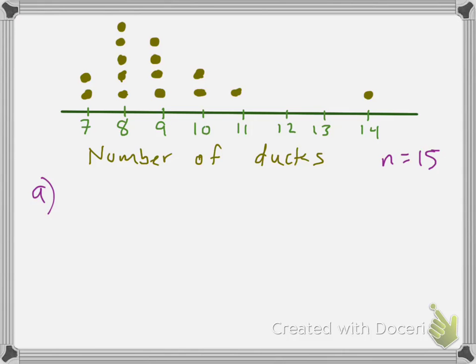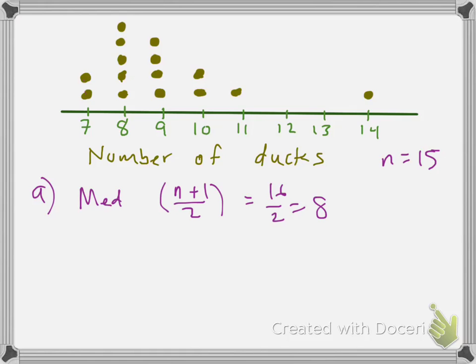So step 1 of finding the 5-number summary is let's find the median. So the median, let's recall, is going to be the position. The position of the median is n plus 1 over 2. So in that case, n being 15, that's going to give us 16 over 2, or 8. So it's going to be in the 8th spot. The easiest way to do this is count the dots. We're going to find the 8th dot.